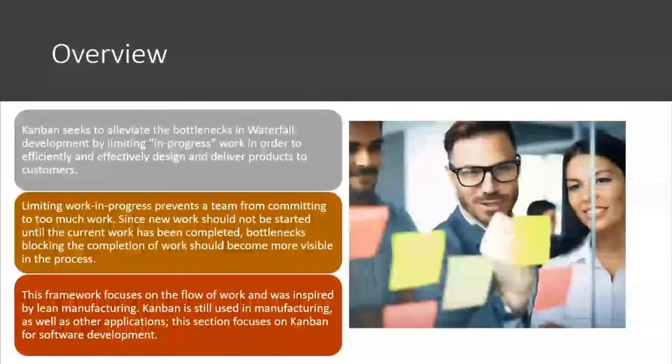Kanban seeks to alleviate the bottlenecks in waterfall development by limiting WIP, by limiting in-progress work in order to efficiently and effectively design and deliver products to customers. Limiting WIP prevents a team from committing to too much. Since new work should not be started until the current work has been completed, bottlenecks blocking the completion of work should become more visible in the process.